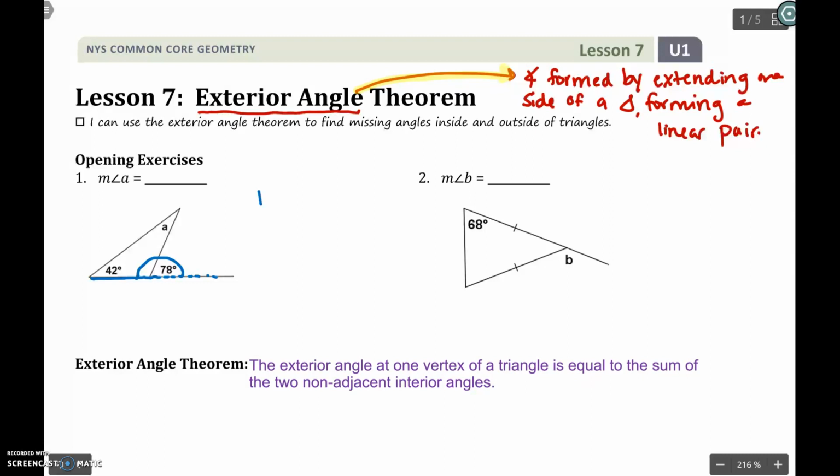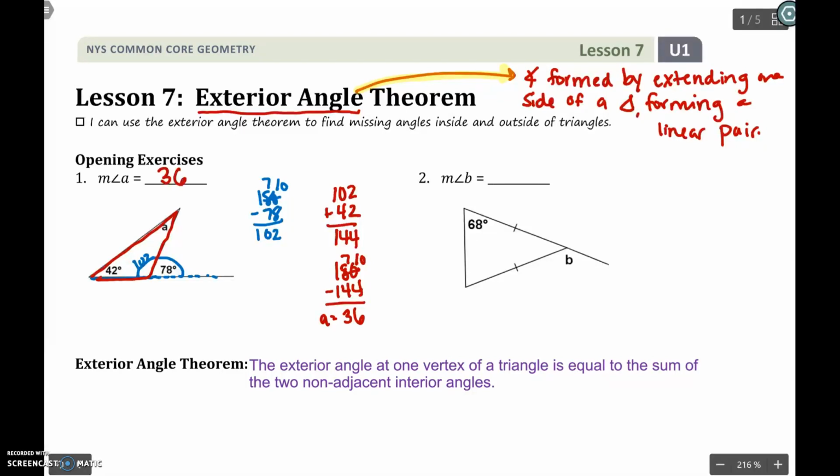Since it's a linear pair, if we do 180 minus 78, you're going to get 102, and that would give you this angle in here. And then to find angle A, you can see that it is a triangle, and that the angles in a triangle have to add up to 180. So if I add the 102 and the 42, I'm going to get 144. And then if I subtract that from 180, you will get 36 for A.